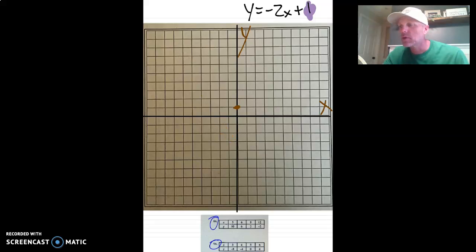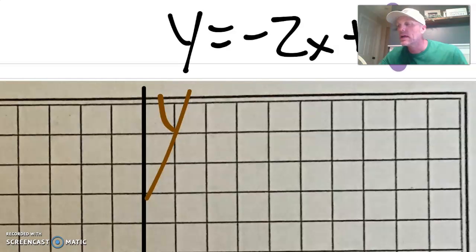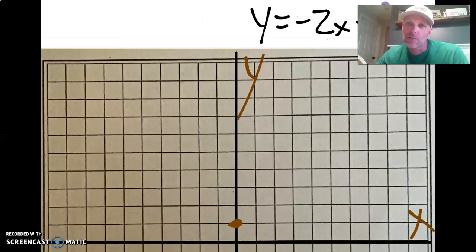I know that because if you were here and you were walking that way, it would be going downhill. Okay? All right, so negative 2x. What's another way to write negative 2x? What about negative 2 over 1? Same thing, right? It's still negative 2.